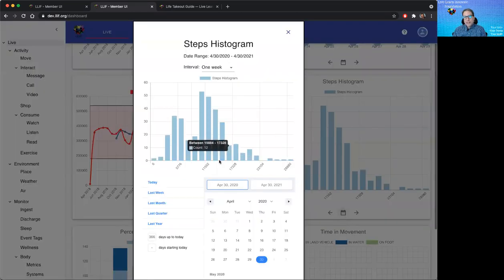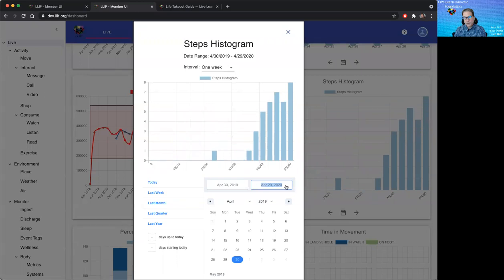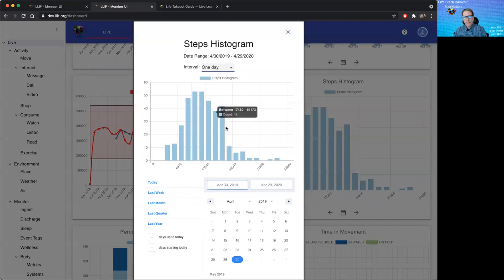That was not the case back in, if I go back to 2019 to 2020, is that right? Yeah, 2020. If I go, let's see, 1 day, right? That's what the last one was. You can see a more normal distribution where I'm getting 10,000 steps a day, and I'm less and more.